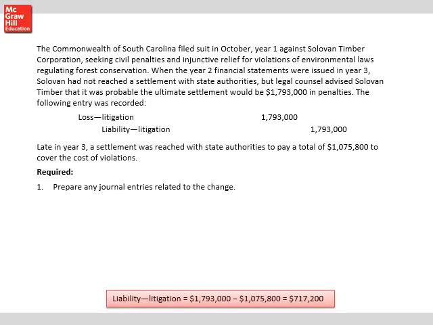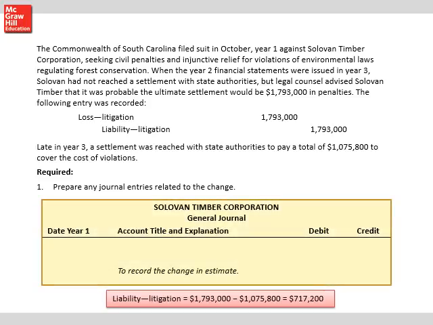We're going to have the liability for litigation. The difference is $717,200. And so we're going to debit liability for litigation for $717,200, and we're going to have a gain on litigation. We don't back out the loss, we put the gain on litigation because we already recognized the loss.